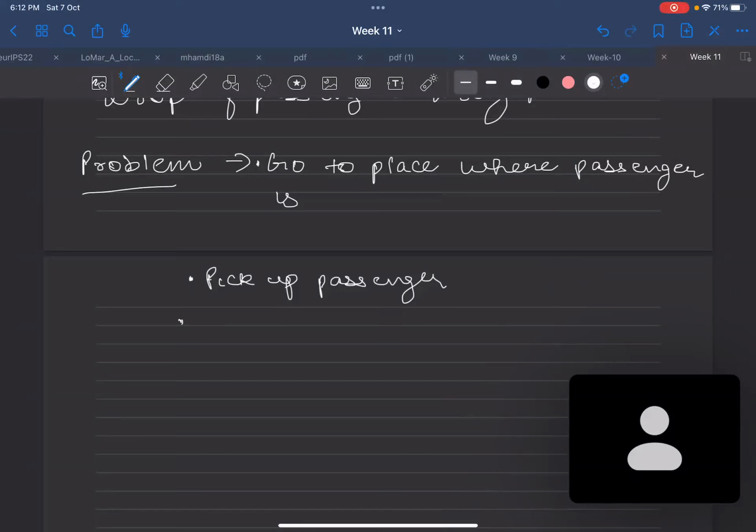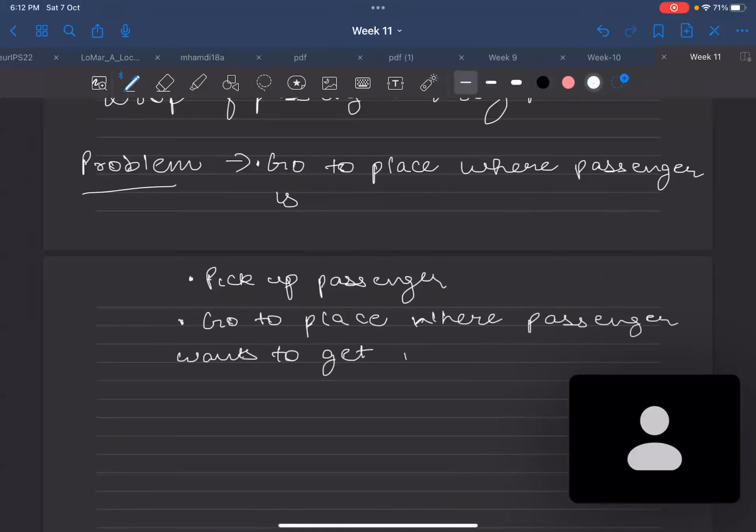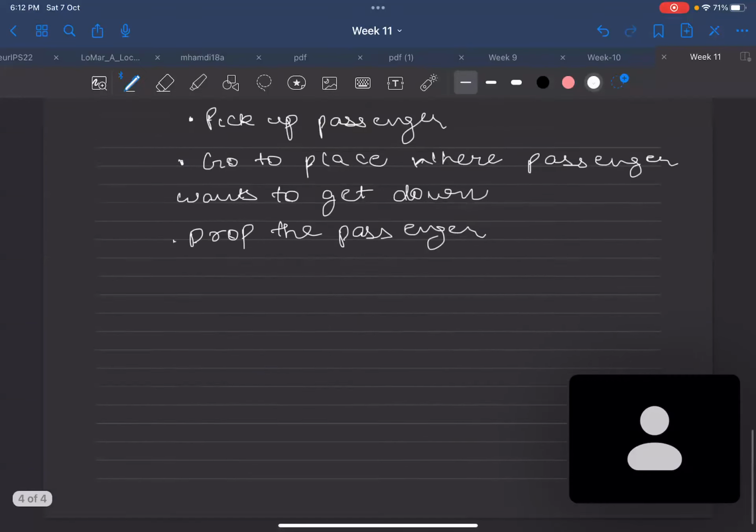So pick up passenger. Now go to the place where the passenger wants to get down, or the destination, I can say. And the next step is drop the passenger. This is the whole thing which we are doing. So let's form it as hierarchical, like the whole format.